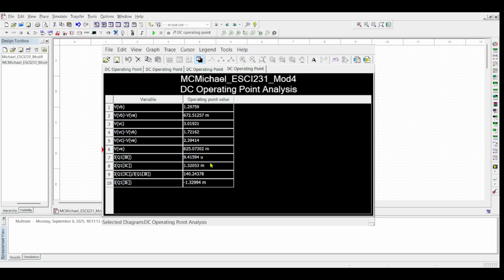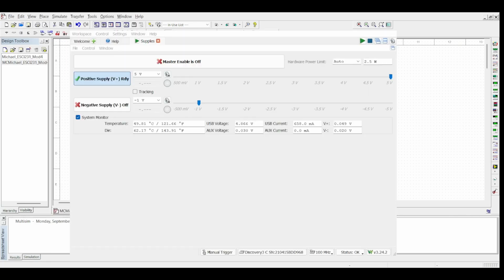For our currents, our base current is 9.41594 microamps. Our collector current is 1.32053 milliamps. And our emitter current is a negative 1.32994 milliamps. And our beta would be 140.24378. Going into our waveform, our power supply or voltage supply will be a positive supply of 5 volts.